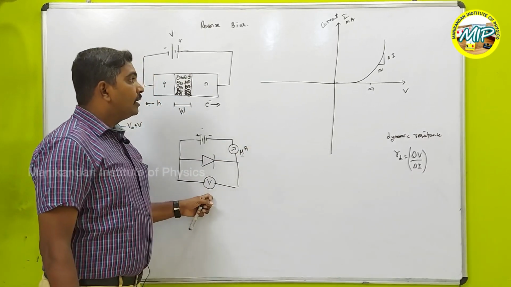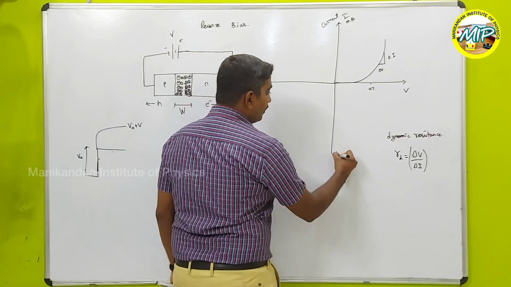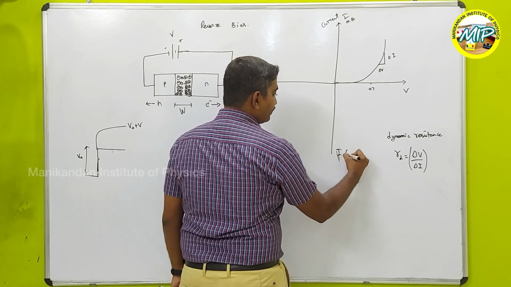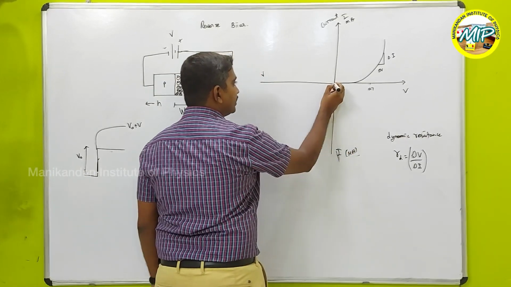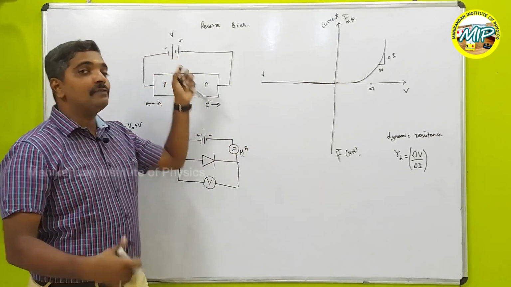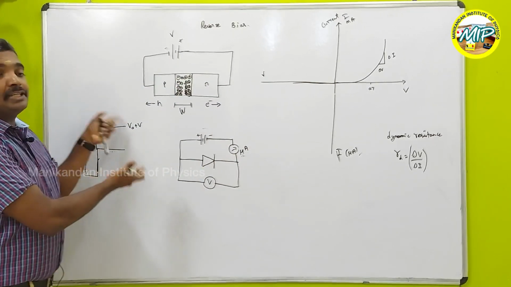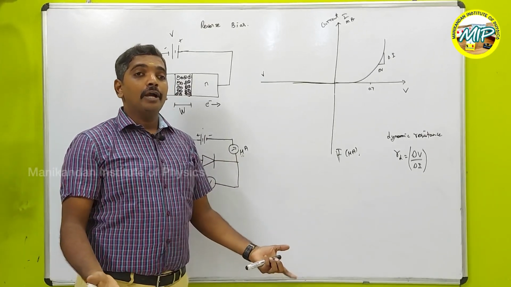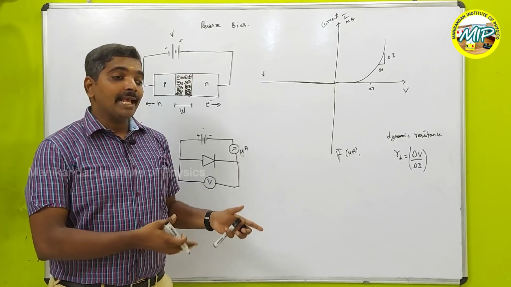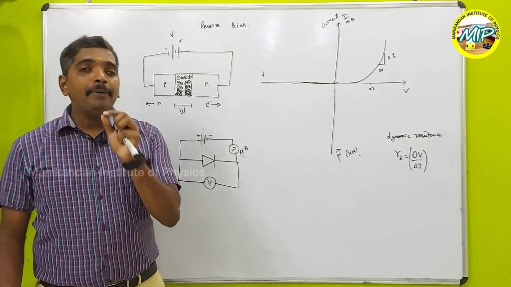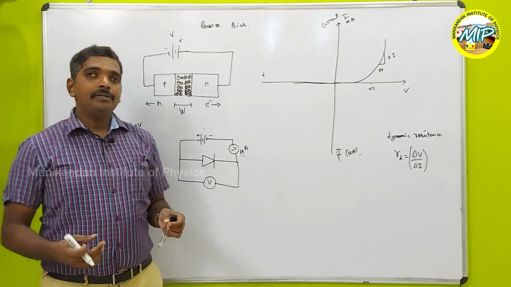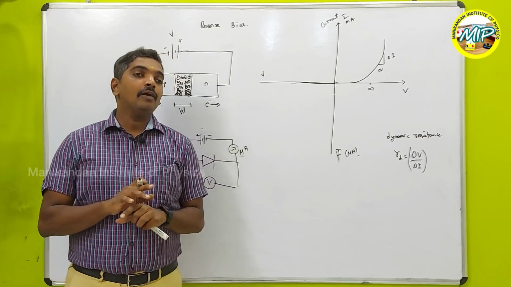Okay, microammeter. If I increase my potential here, there is no increase in the current. I'm varying my applied potential, which will increase my barrier potential. Because of the increase in the barrier potential, no current will flow. If I increase this, nothing will happen. So from this experiment, I come to the conclusion that my PN junction under reverse bias won't conduct.